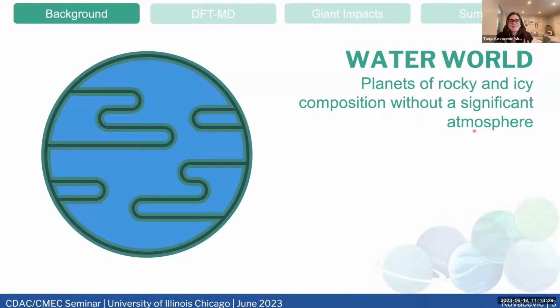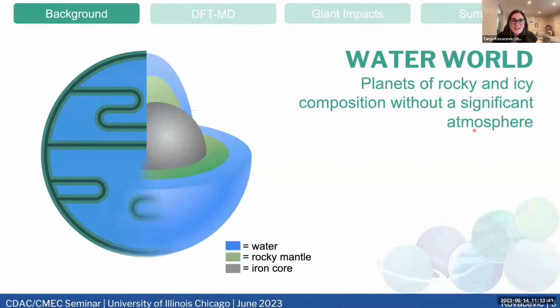Without a significant atmosphere, we can avoid thinking about hydrogen and helium for now, while we're still figuring out other things. We've got to start somewhere. So we're not going to have an atmosphere. We're just going to be thinking about rock and icy compositions.